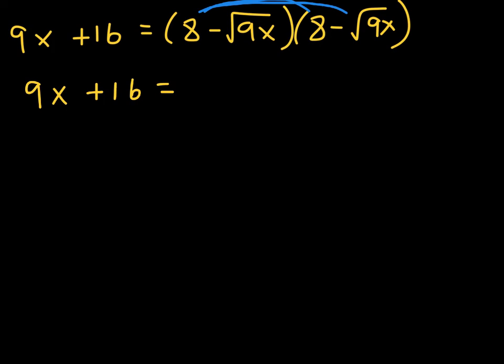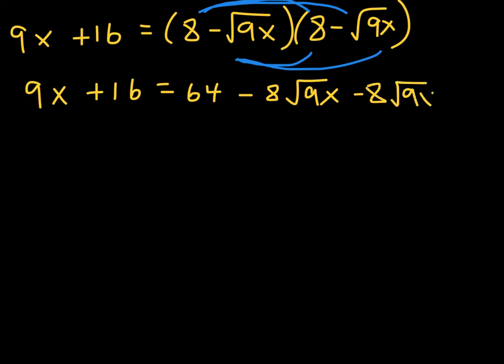8 times 8 is 64. 8 times negative the square root of 9x is just negative 8 root 9x. And then you have negative root 9x times 8 and negative root 9x times negative root 9x. So the first product is negative 8 root 9x, right? So you get that same term again. And then finally, a negative times a negative is a positive, and a square root times another square root just cancels out the square roots and leaves you with positive 9x.